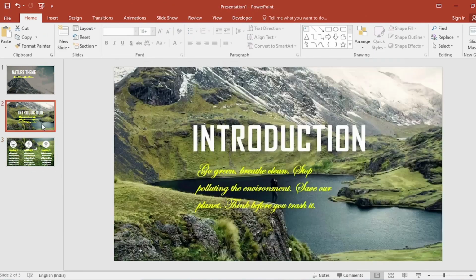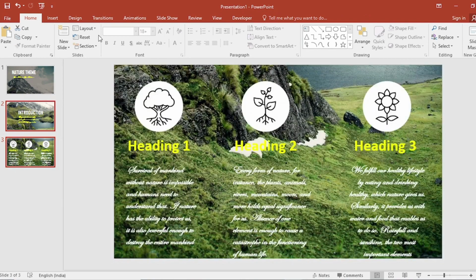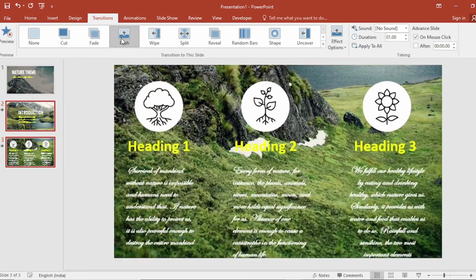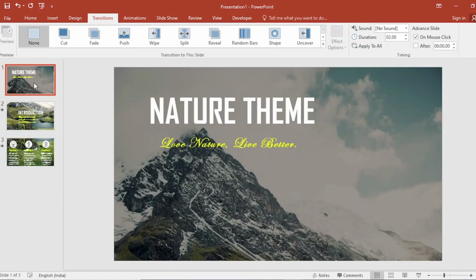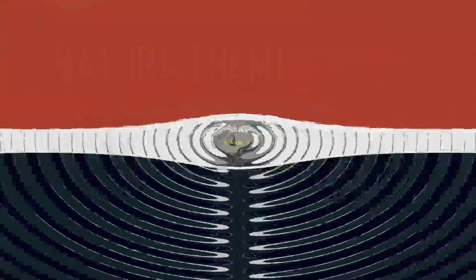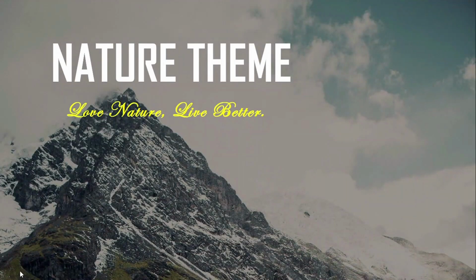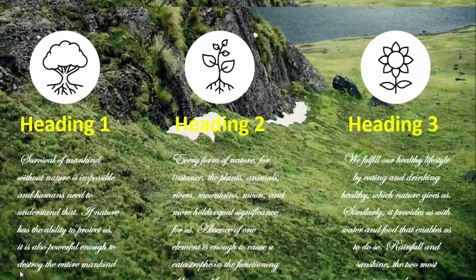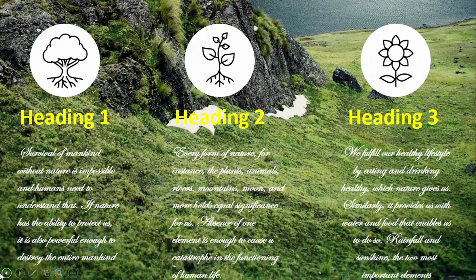By selecting this and this slide, go to transition and select push. Go to the first slide and click on slide show. So here we can see the scrolling effect in PowerPoint using the push transition. It kind of gives a website sort of look and feel to your slide.